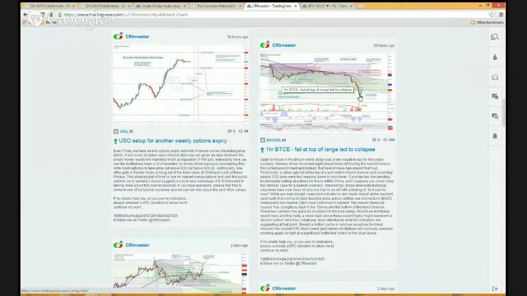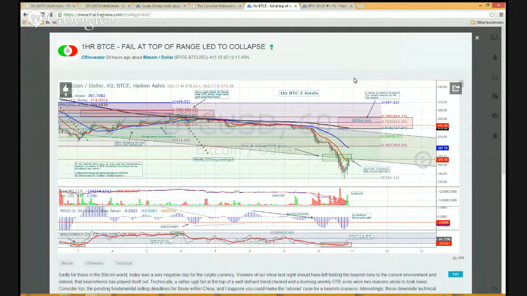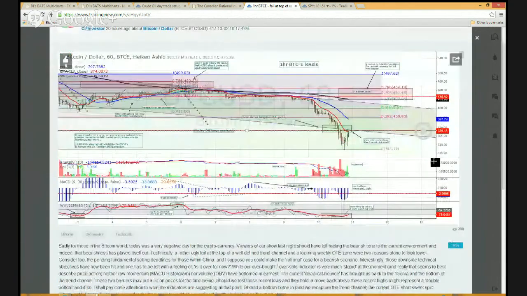So we got back below the trend channel again, and what I found fascinating when I was watching all the comments yesterday was just how bearish everybody was. So if we look at this, we had the 13 EMA and the bottom of the trend channel there.